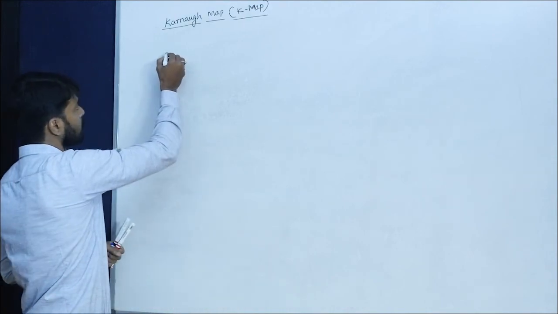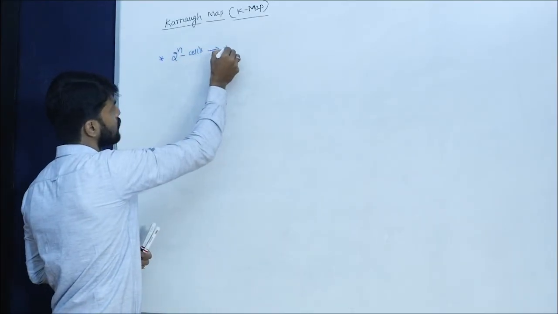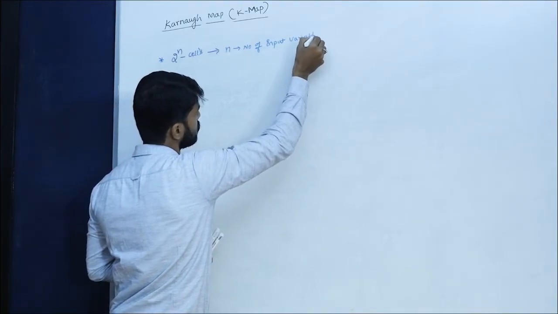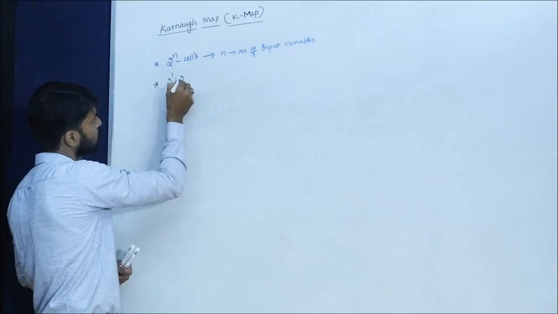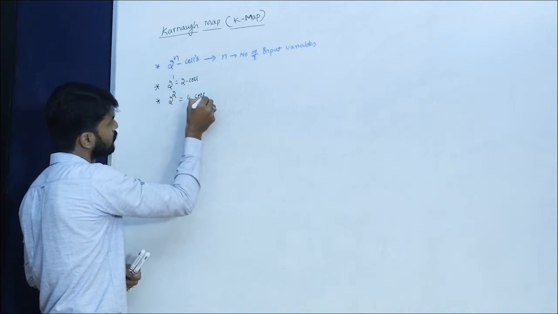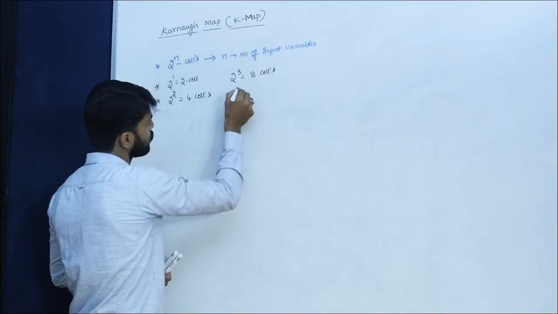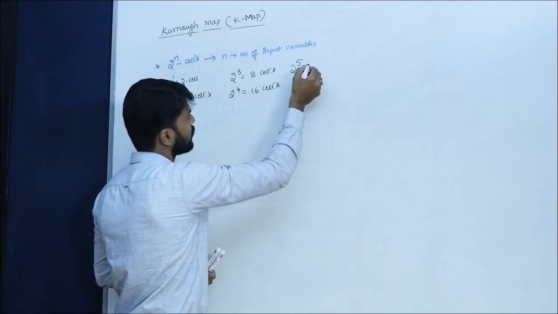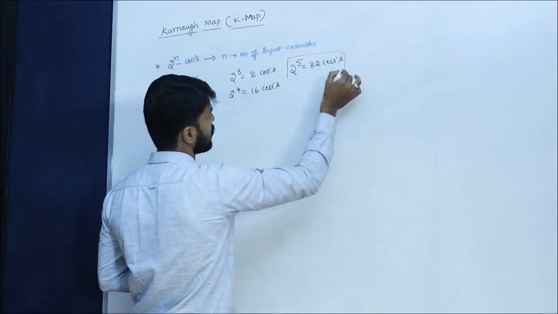In this K map, for example, we have 2 to the power of n cells, where n is the number of input variables. If there is only one variable, then 2 to the power of 1, which means 2 cells, is enough. If the number of input variables is 2, then 4 cells are required. If it is 3 input variables, then 8 cells are required. If the input variables are 4, then 16 cells are required. If the input variables are 5, then we need a 32 cell K map. According to our syllabus, we will go up to a maximum of 5 variable K map, not more than that.